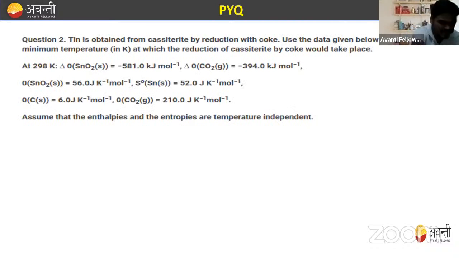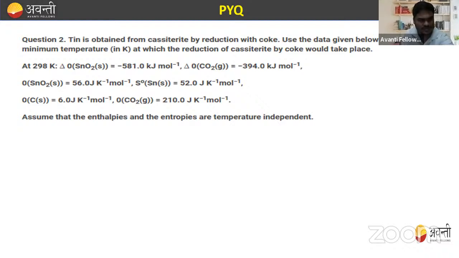Now, the second question. In the second question they are asking, tin is obtained from cassiterite by reduction with coke. Using the data given below, determine the minimum temperature in Kelvin at which the reduction of cassiterite by coke would take place. At 298 Kelvin, SnO2 data is given, and delta G is given for this reaction, assuming that the enthalpy and the entropy are temperature independent. So you have to calculate for this, right?